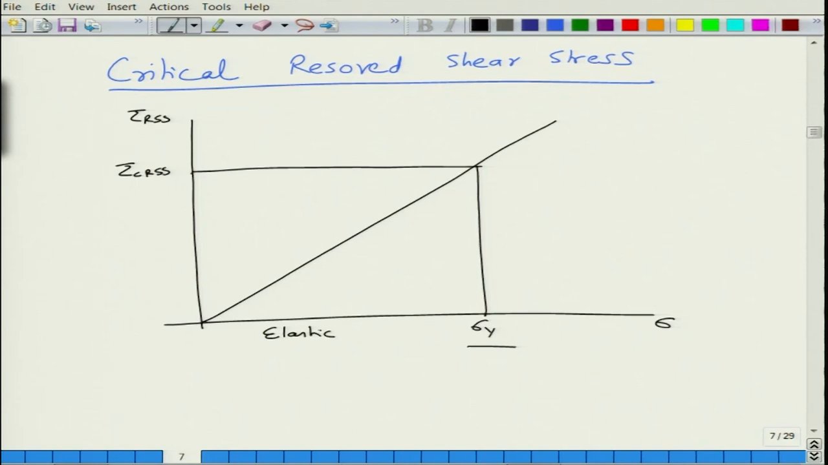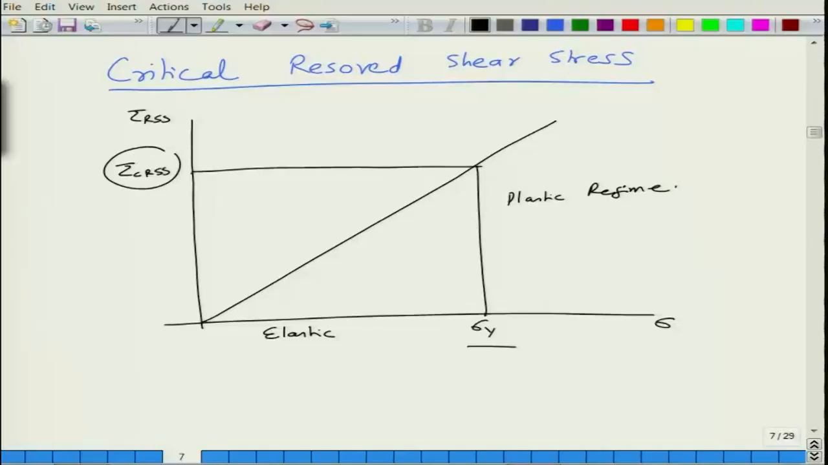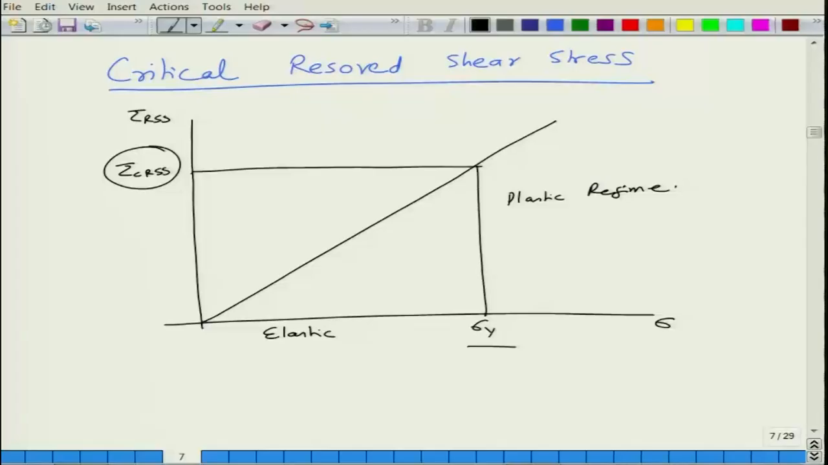When the value of the resolved shear stress is lower than the corresponding yield stress, you are in the elastic regime, and after that you are in the plastic regime. So the moment your resolved shear stress reaches the value corresponding to sigma y, you start deforming. So RSS has to exceed CRSS for plastic deformation to occur, and this RSS will be different on different planes. On certain planes it may be lower than CRSS, on certain other planes it will be higher than CRSS. So you can say tau CRSS is given as sigma y into cos phi 1 cos phi 2. This is the yield stress which you have to insert there.